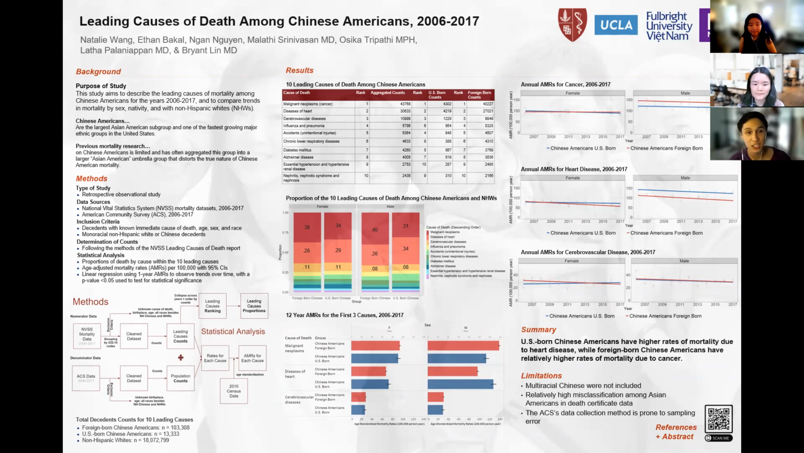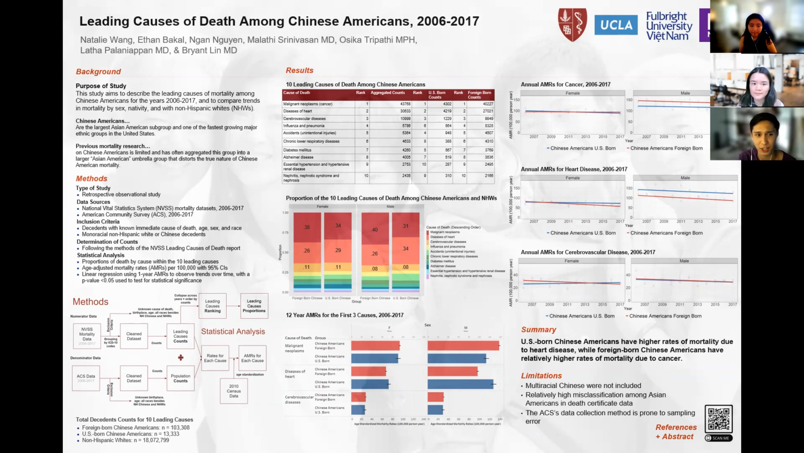Chinese Americans are the largest Asian American subgroup and a very fast growing group. But the research on their mortality is very limited. So given that there's this huge knowledge gap, this is what we decided to do our research on.